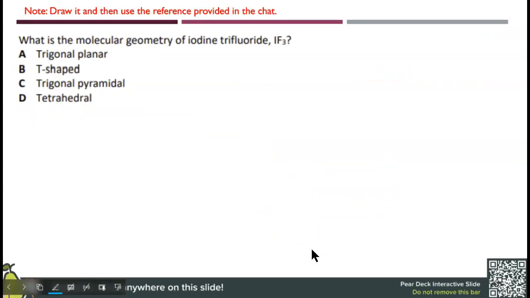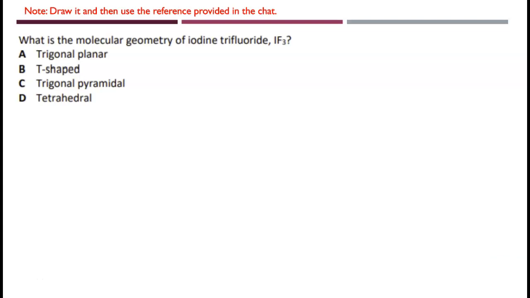What is the molecular geometry of IF3? So that means you have to draw it out. Iodine goes in the center. Iodine has 7 valence electrons. I actually want to draw this one out with you. And then we have to draw a total of 3 fluorines. 1, 2, 3. Each fluorine has 7 valence electrons also. 1, 2, 3, 4, 5, 6, 7.